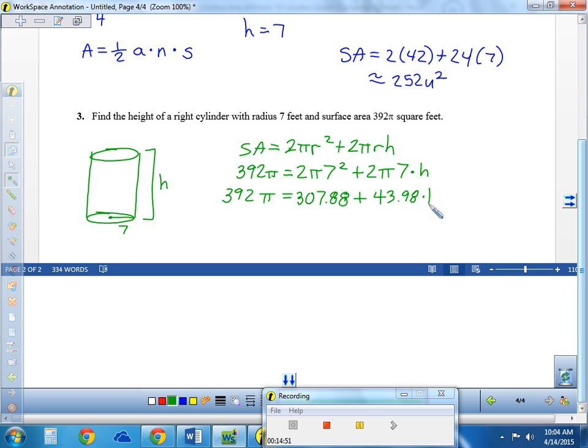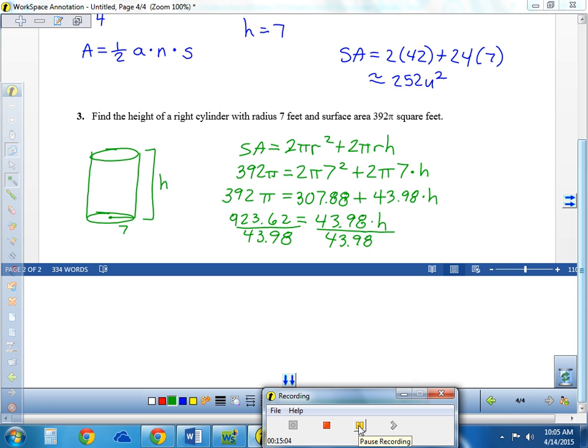With an H. From there, we only have 2 steps remaining. We need to subtract the 307 from each side and then divide by 43.98. So I went ahead and subtracted, got 923.62. I'm then dividing by that 43.98 to get it to cancel out, and end up with a final answer of height is approximately 21 units. And once again, the units are in feet.